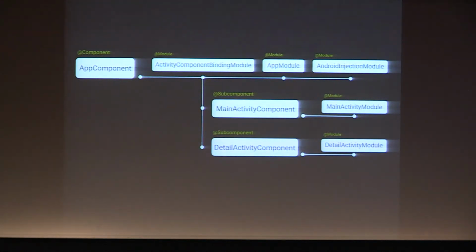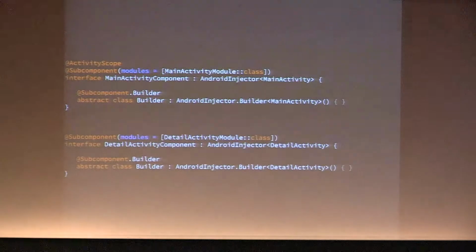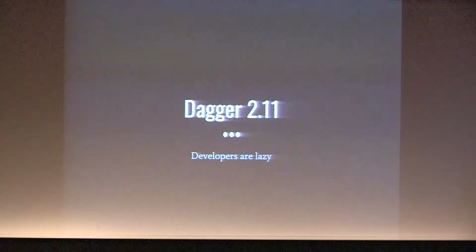So if you take a look, that's what we just saw. We saw all the classes here. And if you take a closer look at the components, as we said before, you have a lot of boilerplate. I don't know about you, but I don't want to recode this every time. It's basically copy-paste all day. And this is where Dagger 2.11 gets interesting for us.